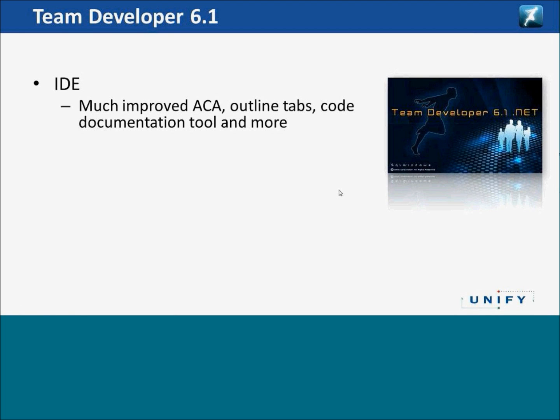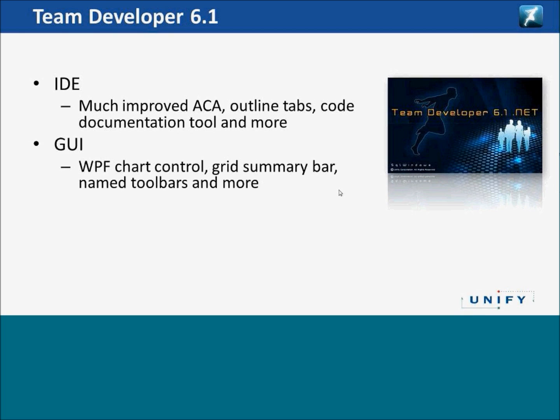So, what does TD 6.1 bring? On the IDE side, a much improved outline, active coding assistant, outline tabs, code documentation tool, and more. If you have seen the last webinar on the IDE and GUI, then you have seen that already. On the GUI part, we have introduced a new DBPipe chart control, a grid summary bar, named toolbars, and a lot more.